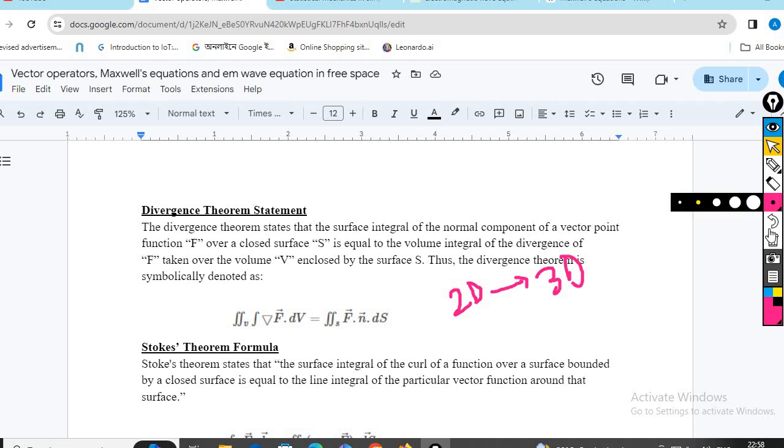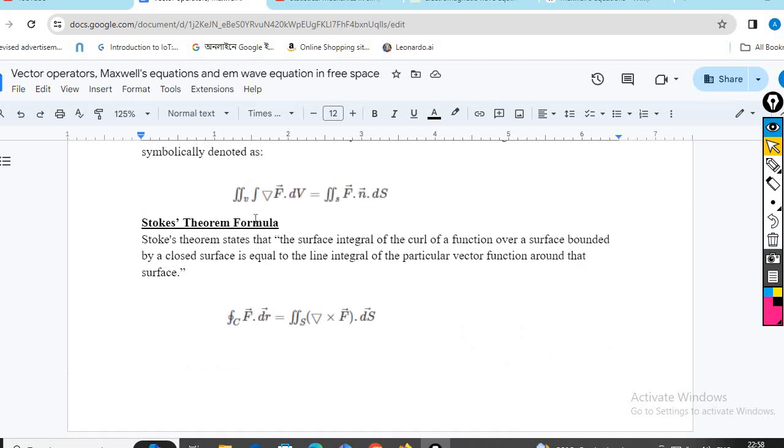Then comes the next one. This is known as Stokes theorem. Stokes theorem gives a relation between one dimension and two dimensions. What does it say? Stokes theorem states that the surface integral, that means a two-dimensional integral, of the curl of a function over a surface bounded by a closed curve is equal to the line integral of the vector function around the boundary. Now you can just think about a surface. Now you're going to trace over this. Let me take a different color.